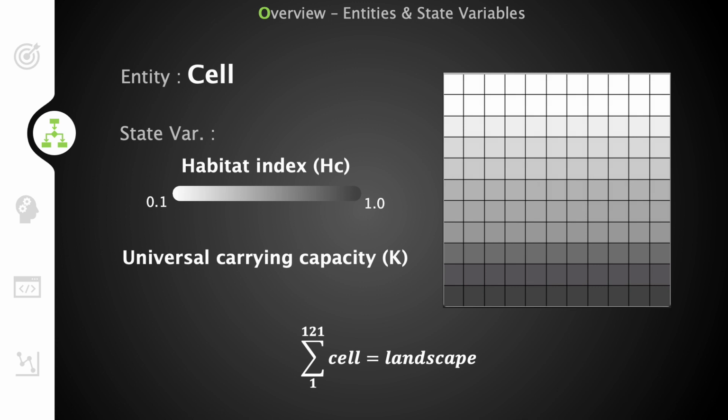The first entity is the cell that represents a discretization of the distribution range of the fish population. Each cell represents a habitat patch in the landscape and is characterized by its intrinsic habitat index and a carrying capacity, which is common to all cells. In addition, for the case presented today, the cells were arranged as a gradient.